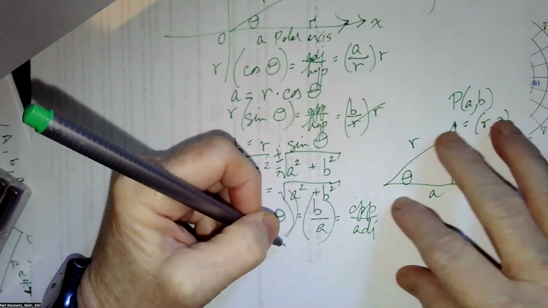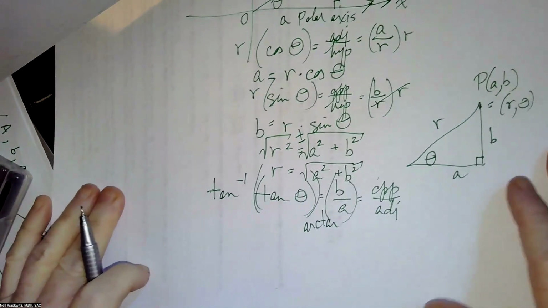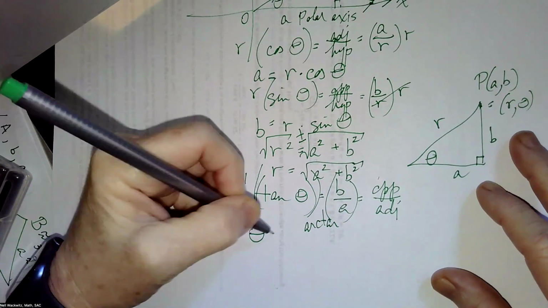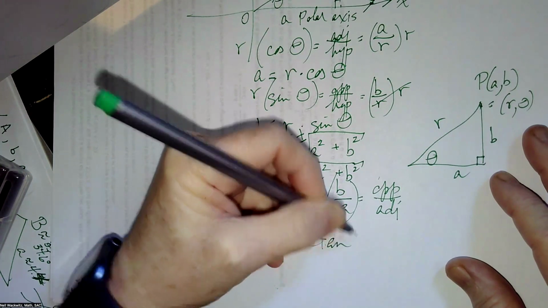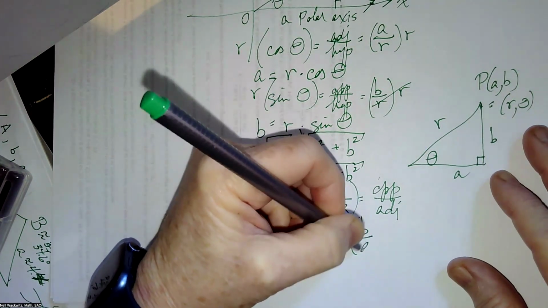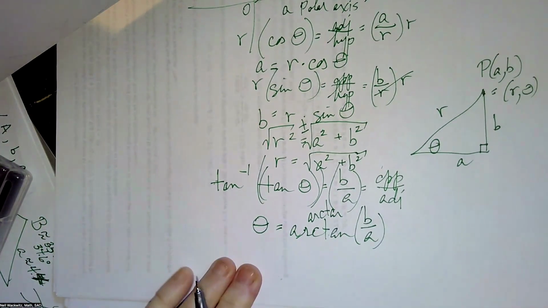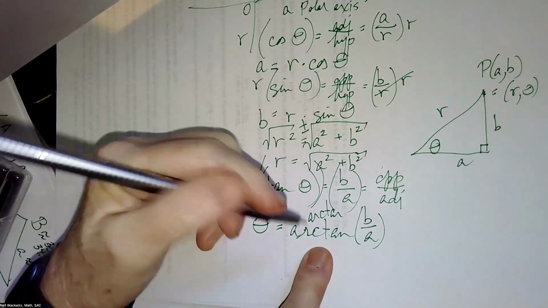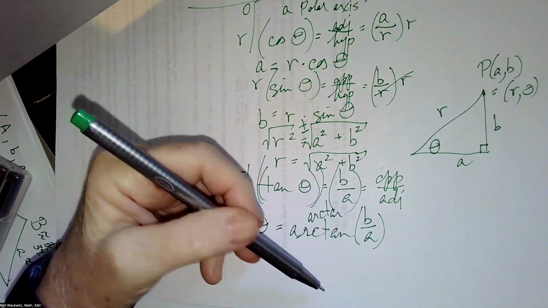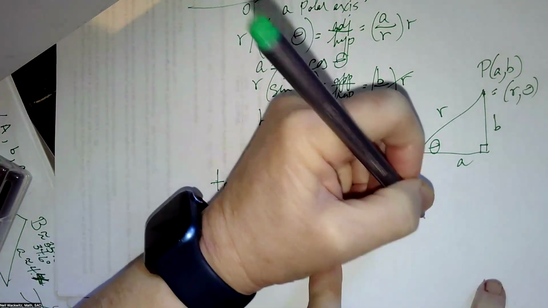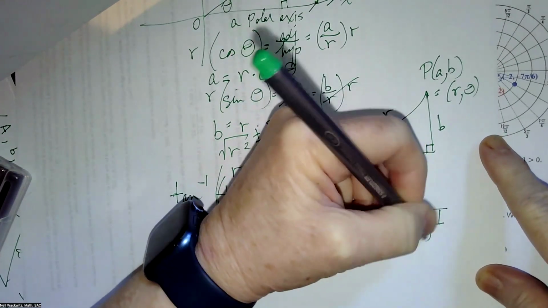So I can take the arctan or the inverse tangent of both sides, and I get that theta is equal to the arctan of B over A. And this is where I have to be mindful. Arctan is only defined in the first and fourth quadrants. So here, theta has to be in either quadrant one or quadrant four.